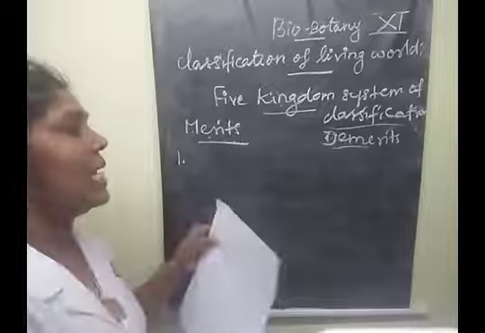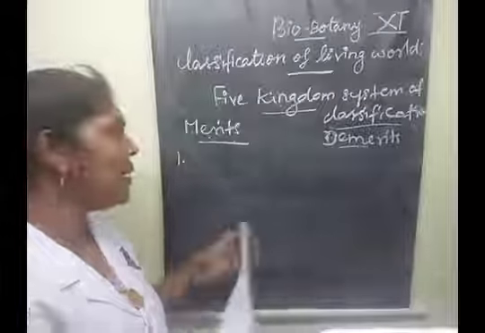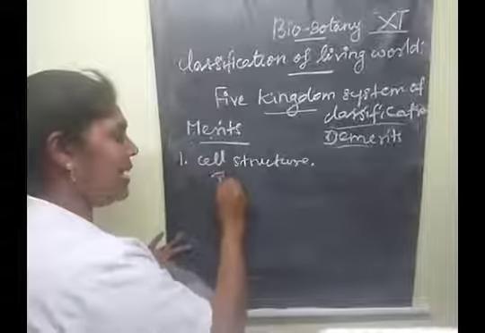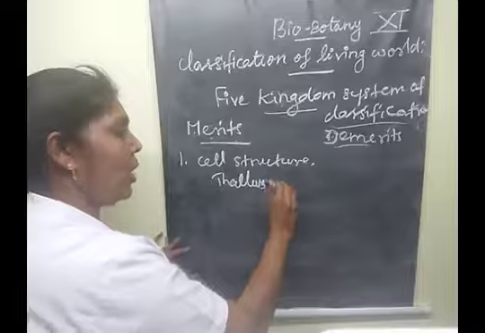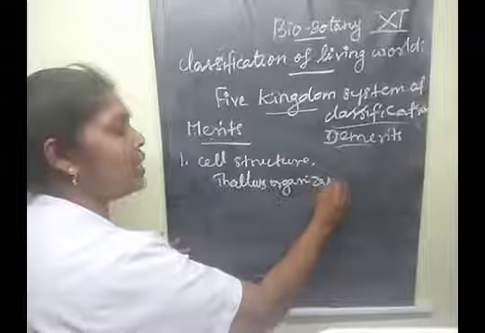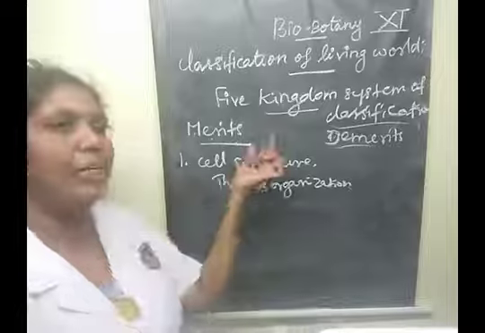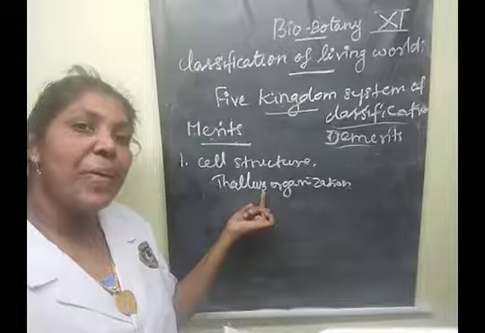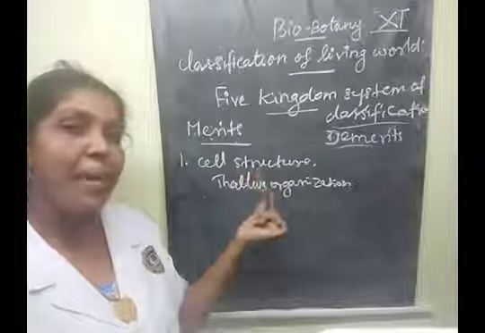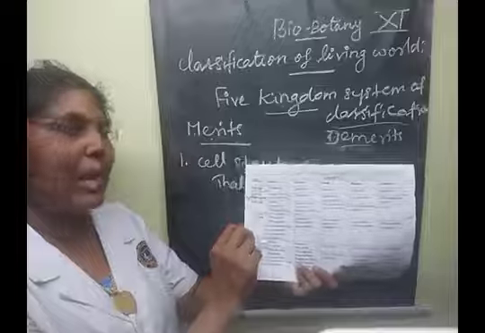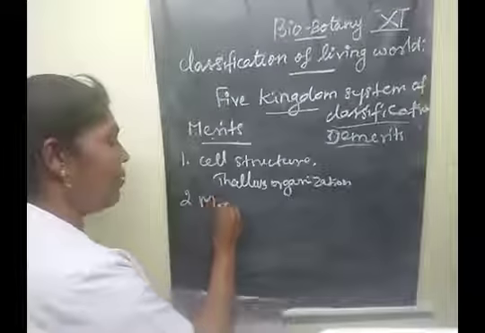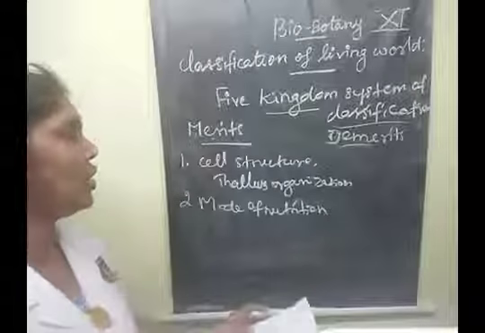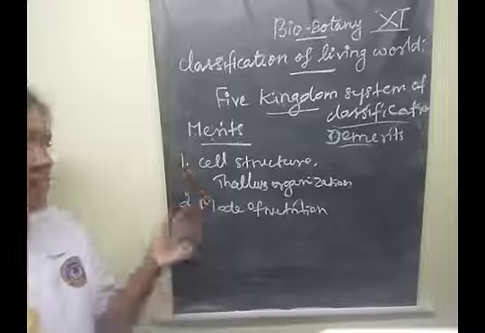First, what are the merits? The complexity of the cell structure and thallus organization. These two bases are used to classify in this system. This is one of the merits of this system. The next one is mode of nutrition. Based on mode of nutrition, they classified this system. So that is the next merit of this system.